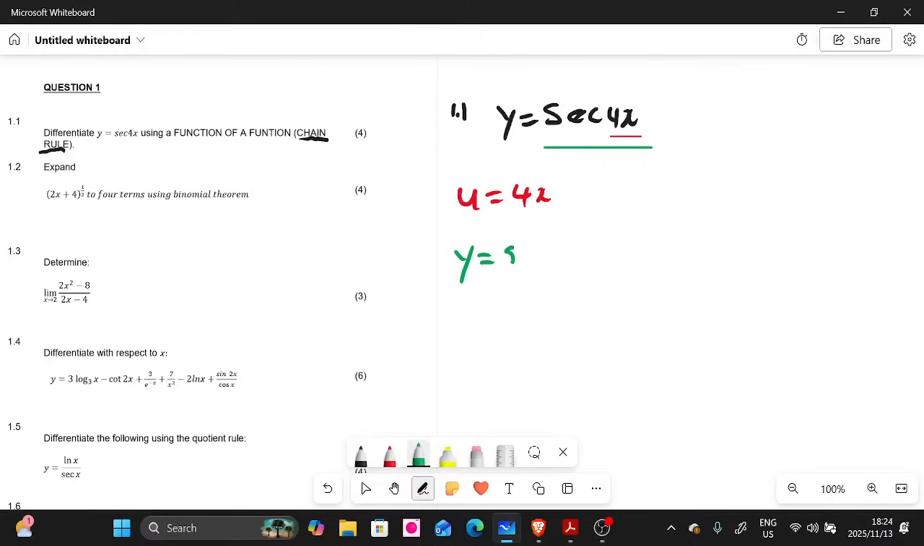But this time around, you're just going to write sec, right? Instead of writing 4x, you're going to write u, because u is equaling 4x. And then from there, you start differentiating. So let's differentiate u there.